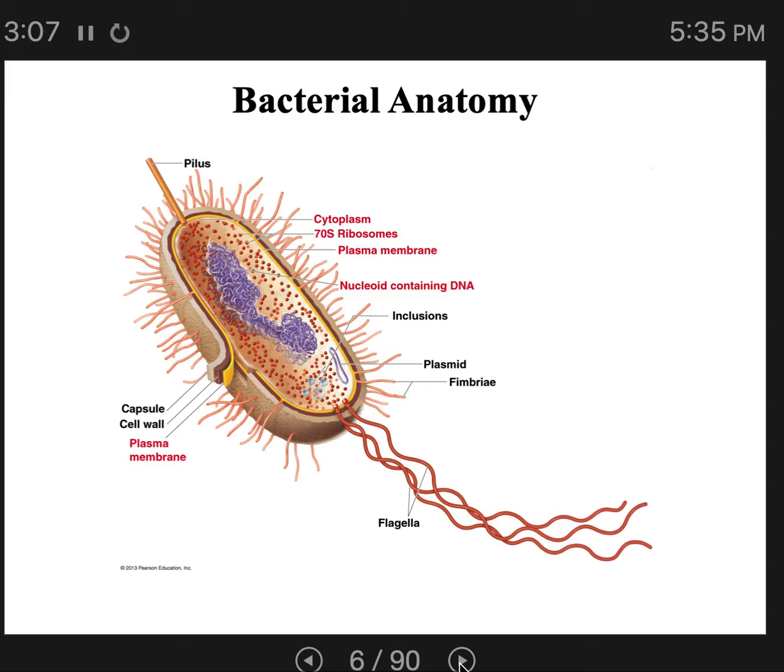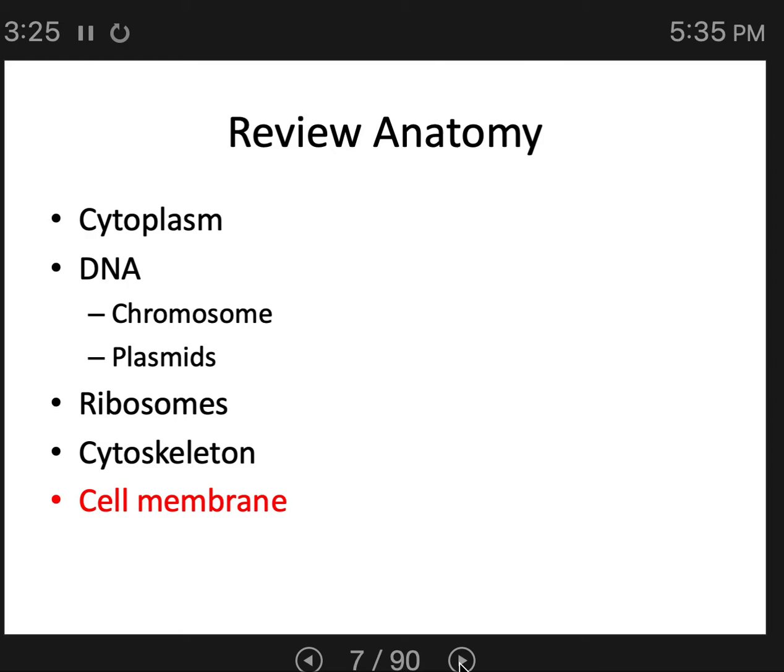So now we'll talk about bacterial anatomy. And a lot of these anatomical features should be familiar to you from your prereqs. I'm going to sort of breeze through the material that you should have covered prior to this course and let you review them in more detail in your own time from your textbook. So the review pieces of anatomy are going to be the cytoplasm, DNA, ribosome, cytoskeleton, and cell membrane. You should have at least a vague idea of what these are. So I'll just give a very brief review of them.